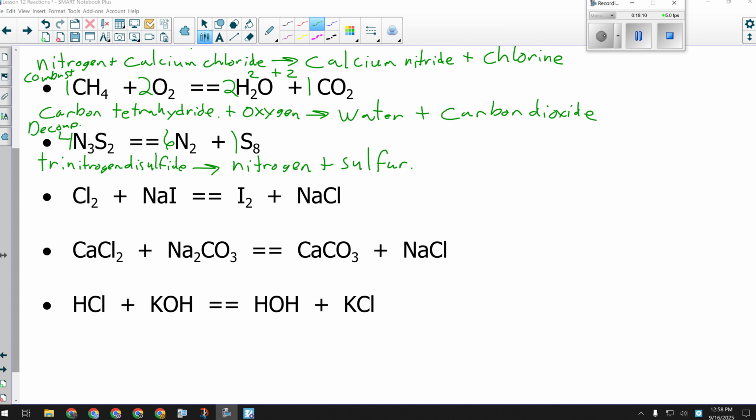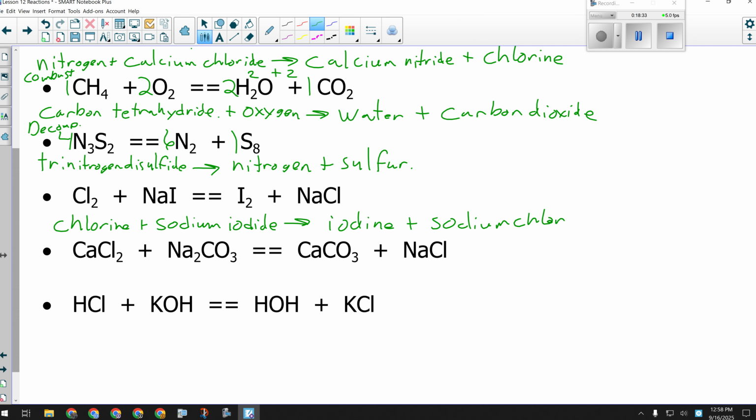So for this one here, I've got an element. In this case, it's chlorine. It's reacting with an ionic compound, sodium iodide. And that is going to produce iodine as an element and sodium chloride, which is an ionic compound. Okay, what kind of reaction is that then? That is a single replacement reaction, right?